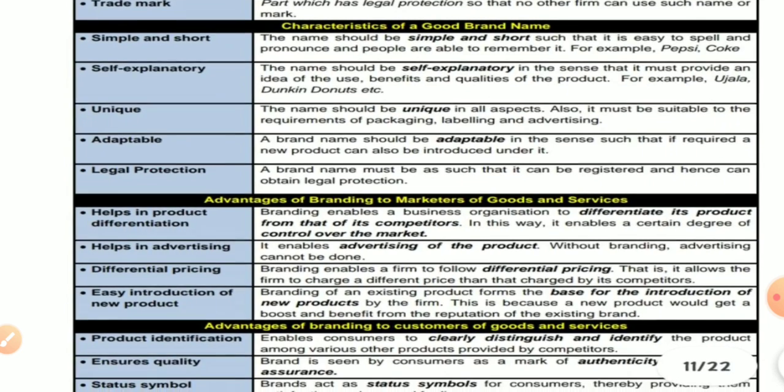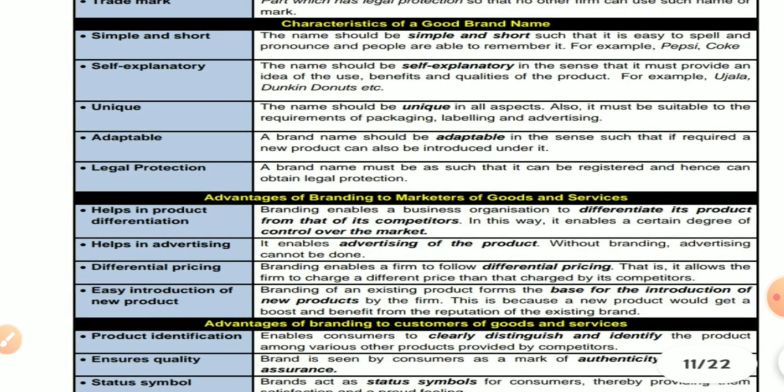What are the advantages of branding? For the marketer of goods and services, it helps in product differentiation. It differentiates your product from competitors and gives control over the market. It helps in advertising the product easily, and in differential pricing. You can differentiate your price, as you studied in class 11th, in the monopolistic market. And there is easy introduction of new products: you can easily introduce a new product under the brand name. Okay, so these are the main advantages of branding to the marketers.